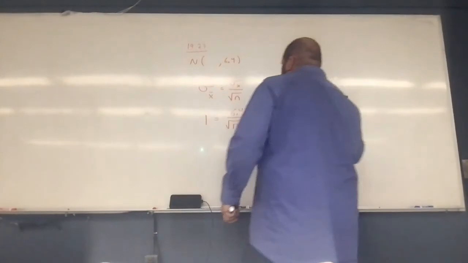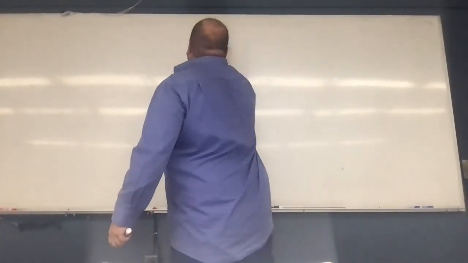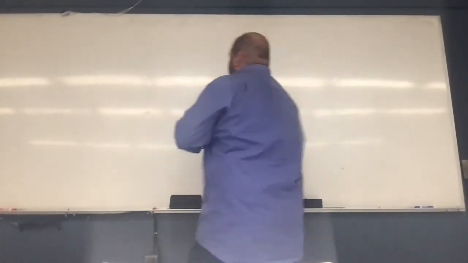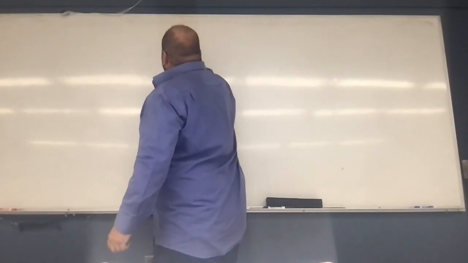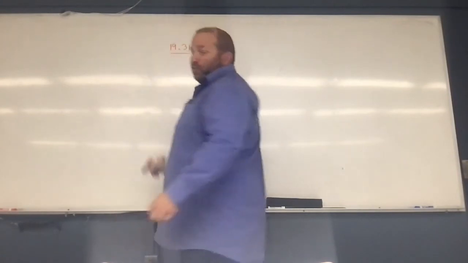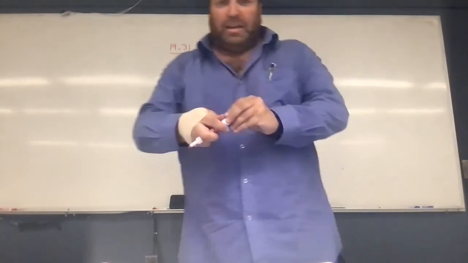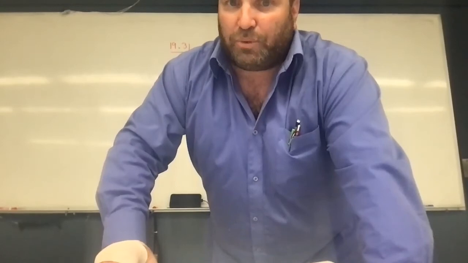All right, here's one. 19.31. About illegal gambling. Sounds fun. 19.31. Question reads as follows. Unlike Joe from the previous exercise, who we're not going to talk about, the operators of the numbers rackets can rely on the law of large numbers.